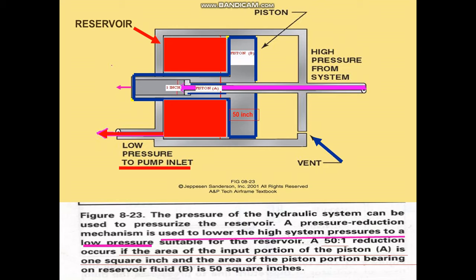The pressure of a hydraulic system can be used to pressurize the reservoir. A pressure reduction mechanism is used to lower the high system pressures to a pressure suitable for the reservoir. A 5-to-1 reduction occurs if the area of the input portion of the piston A is 1 square inch and the area of the piston portion bearing on reservoir fluid B is 5 square inches. This is the piston A, B, and this is the piston A.